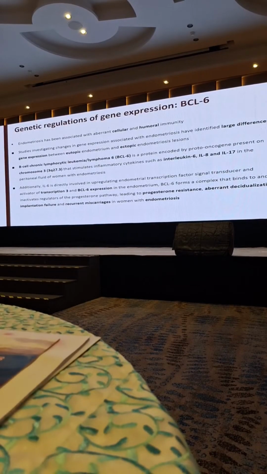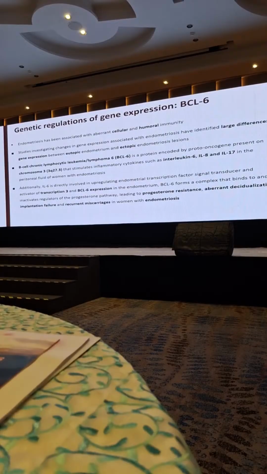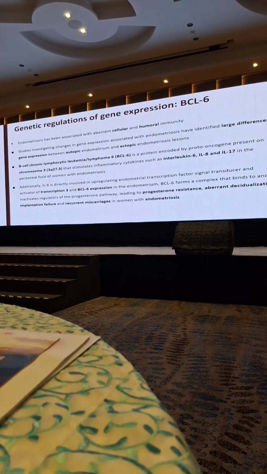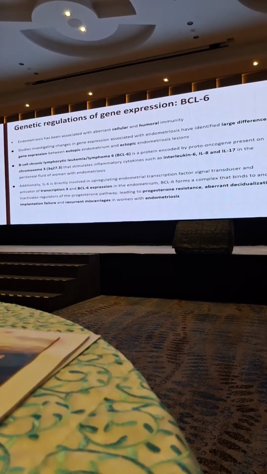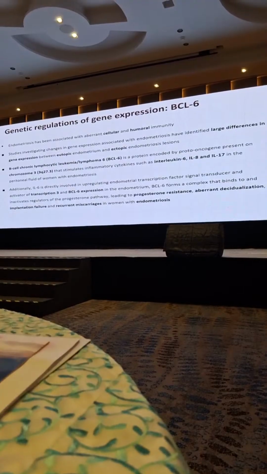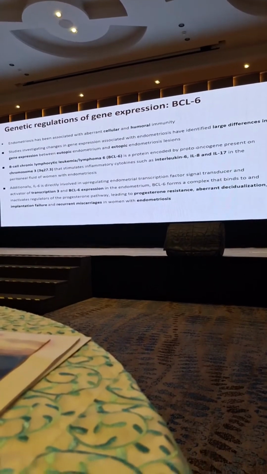Genetic regulation of gene expression, BCL6: endometriosis has been associated with aberrant cellular and immunity. Studies investigating the changes in gene expression associated with endometriosis identified large differences in gene expression between eutopic and ectopic endometrial tissue. BCL6 is a protein encoded by a proto-oncogene present on chromosome 3 and it stimulates inflammatory cytokines such as interleukin 6, 8 and 17 in peritoneal fluid of women. It forms a complex that binds to and inactivates regulators of the progesterone pathway, leading to progesterone resistance, aberrant decidualization, implantation failure, recurrent miscarriages, in women with endometriosis.